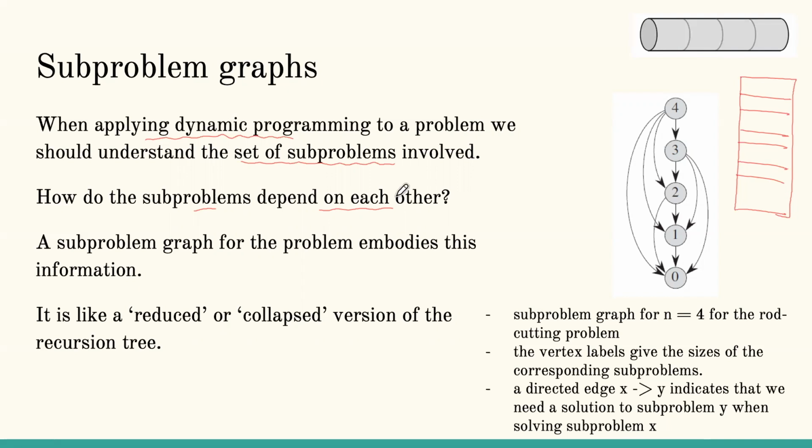The best way to represent these two pieces of information, that is how many subproblems we have and how they depend on each other, is something known as subproblem graphs. And here's an example of a subproblem graph for the rod cutting problem with a rod of length L equals 4. So you can see that to solve a rod of length 4, we need a solution for a rod of length 3 represented by this arrow, rod of length 2, rod of length 1, and rod of length 0. Similarly, to solve a rod of length 3, it depends on the solution to the rod of length 2, 1, and 0, and so on. So this is more or less like a reduced or collapsed version of the recursion tree, where it is much more clear how many unique subproblems we have and how the subproblems depend on each other.